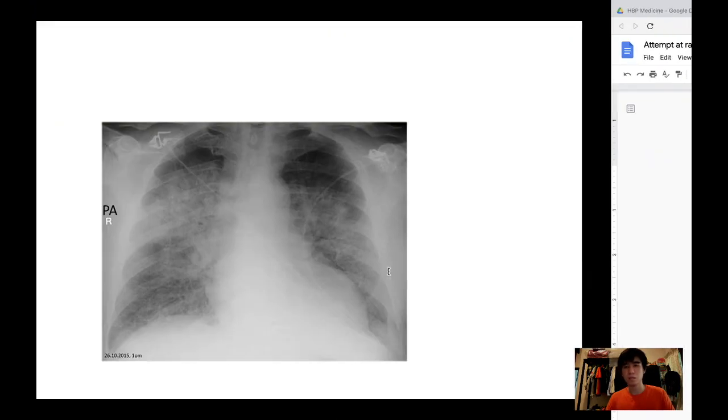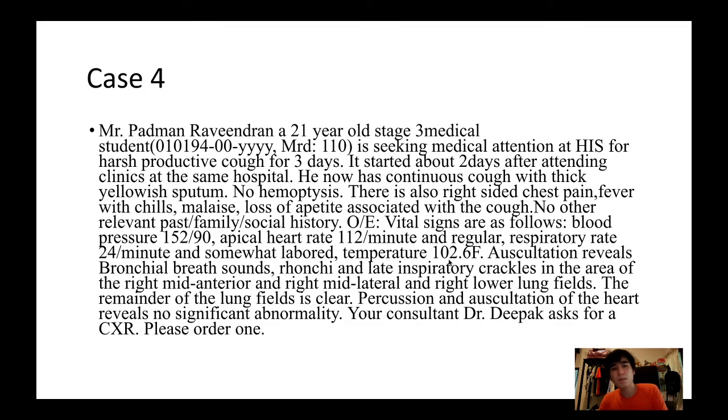Okay, next question. Mr. Padman Ravindran, 21-year-old, stage 3 medical student, born 1994, seeking medical attention at HIS for harsh productive cough for 3 days. It started about 2 days after attending clinics at the same hospital. He now has continuous cough with thick yellowish sputum, sounds like an infection, no hemoptysis. There is also right-sided chest pain, fever with chills, malaise, loss of appetite associated with the cough. No other relevant past family history, unknown past family or social history.